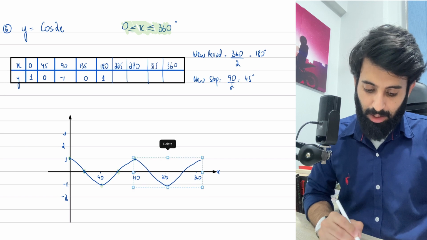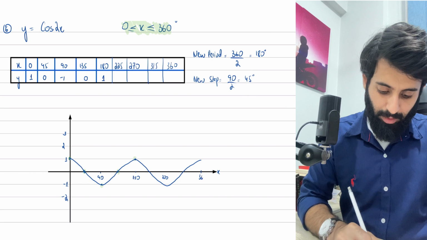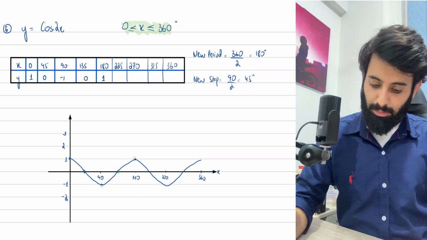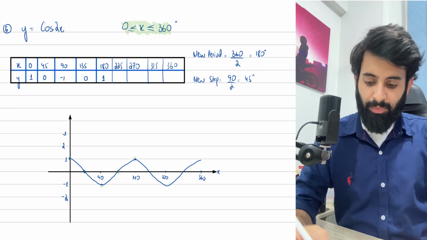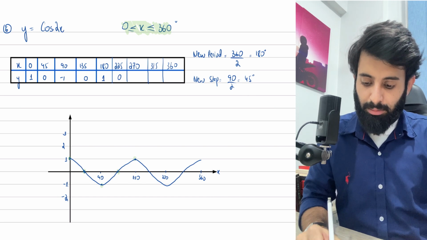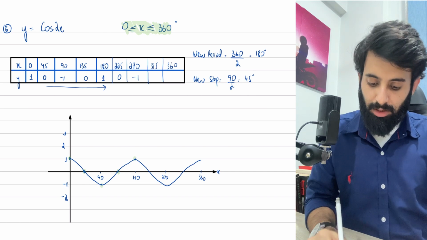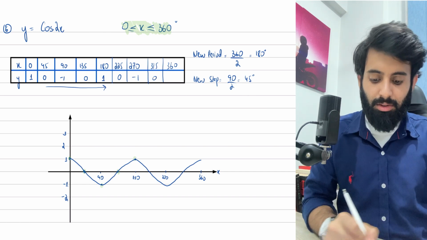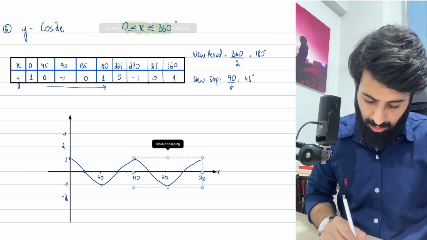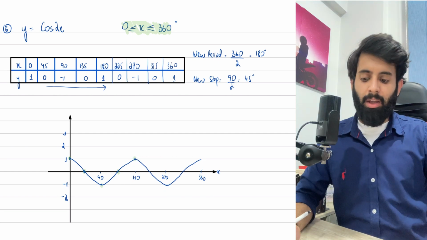And if you did actually plug in the values and work them out individually like the way we did previously, you'd notice that you'd get the exact same values. So at 180 it's 1. At 225 it's going to be 0, so it's going to start from here. And at 270 it's going to be -1. At 315 it's going to be 0, and at 360 it's going to be 1 again. Let me just fix this slightly and drag this up. Yeah, there you go.